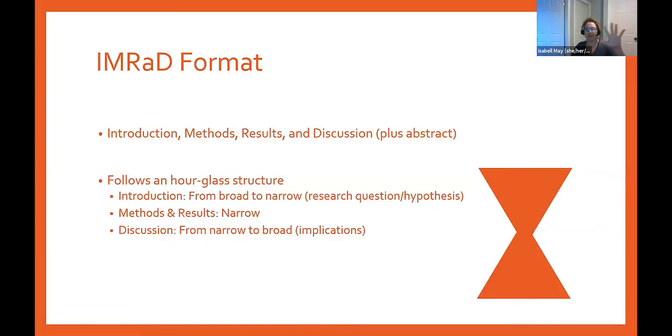So I just want to revisit this briefly, to give us a frame for what we're talking about: the IMRAD structure, which is introduction, methods, results, and discussion. Of course, there's an abstract, but that's usually not included in the four acronyms, but it's there, and we'll talk about that later in another session. It follows this hourglass structure.